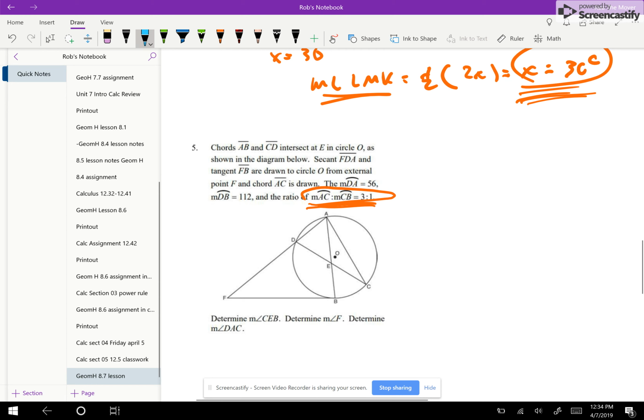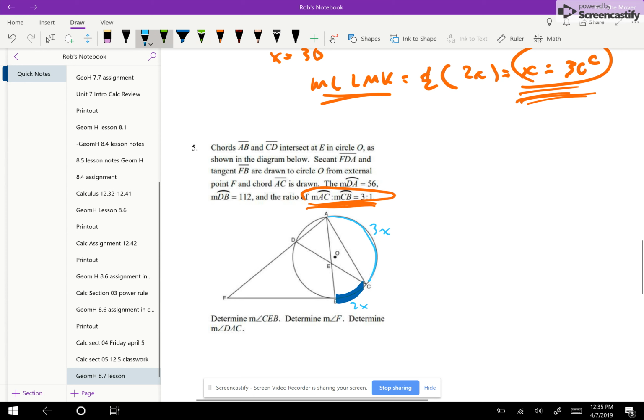So I'm going to jump right to here because I'm seeing the ratio AC to CB, the measure of the arc AC, which is right here, divided by CB is in the ratio of 3 to 1. Now, using what I just learned, I'm just going to call that 3x, right? I'm going to call this 2x. So that relates those two arcs.